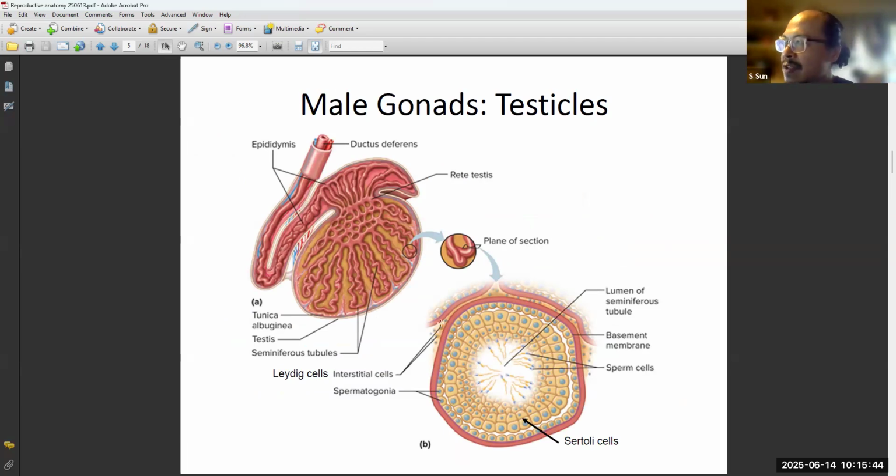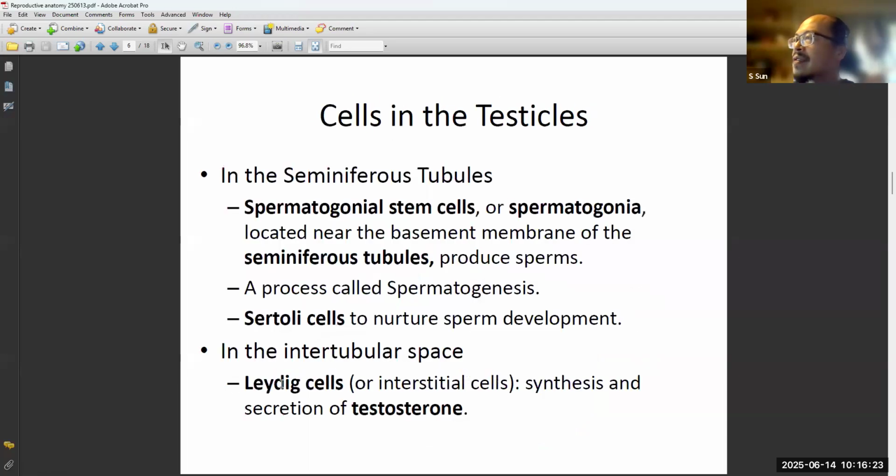We also have some cells between the seminiferous tubules. They're called Leydig cells. Here they're called interstitial cells. It's not a good terminology because interstitial means between tissues. It's better to call them Leydig cells. So we have Sertoli cells to support sperm development. The other one is Leydig, just lying outside. They have different functions. Sertoli is to support sperm. Leydig's function is to produce testosterone.